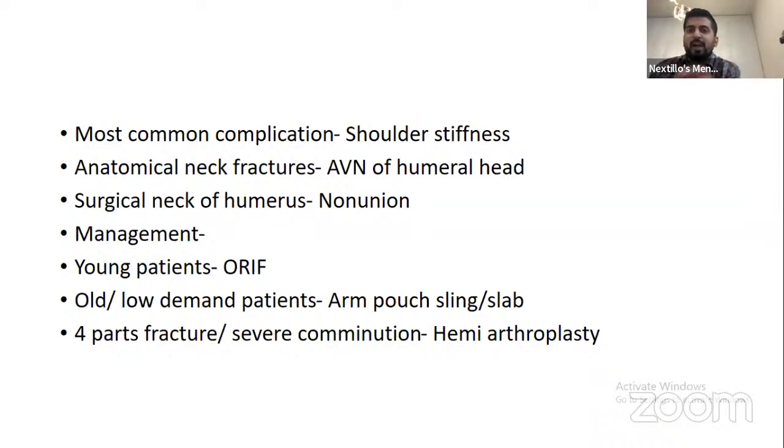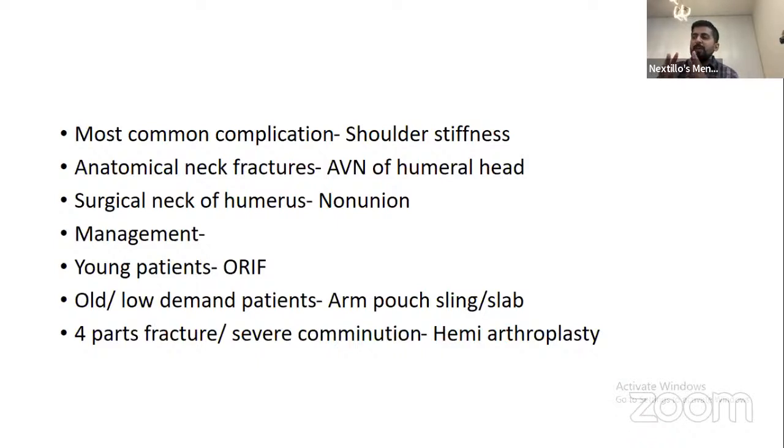In management, in young patients we prefer open reduction and internal fixation. Why? Because we need early mobilization to prevent shoulder stiffness. In old and low demand patients, we can give a simple arm pouch sling or a slab and that will do well, because of the low demand, the patients are not looking for a very active kind of lifestyle. But the treatment should always be decided based on patient profile. An 80-year-old person can also be active, so it is important to realize that we should consider the patient's activity levels as well.